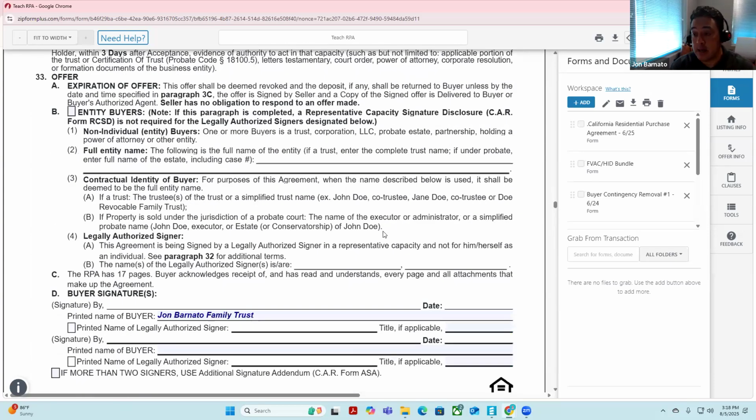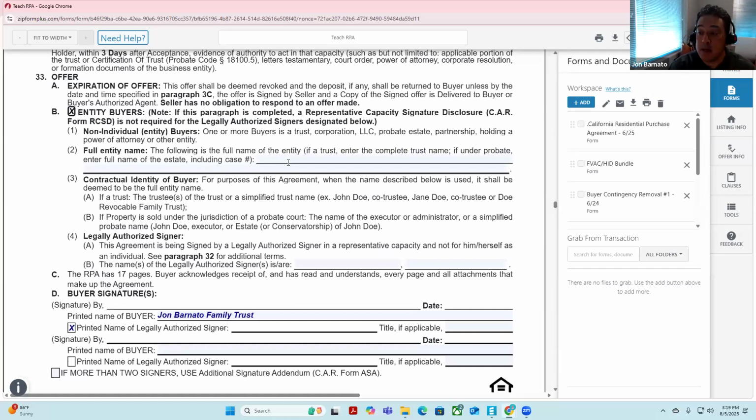Okay, we're almost done here. Expiration of offer. If your buyer is an entity buyer, this is where you would check this box. This is what gets missed all the time. If you don't check the box for an entity buyer, you're going to have to do a whole other form. If you do this, you'll avoid having to do a representative capacity signature disclosure form. So help your TCs, help your buyers not have to fill out more forms.